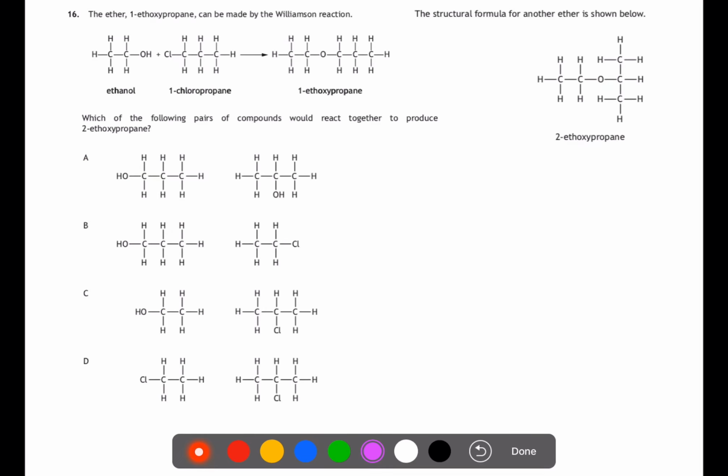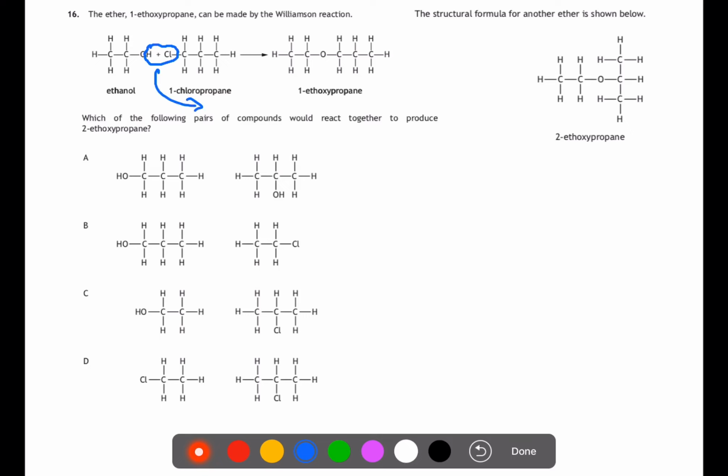Question 16. The ether 1-ethoxypropane, which is this molecule here, can be made by the Williamson reaction. Which of the following pairs of compounds would react together to produce 2-ethoxypropane, which is this molecule here? So if we have a look at this reaction, we have ethanol, which has the OH group, and 1-chloropropane, which has a Cl group, and they are reacting together to form this new compound. If we look closely, we can see that the H and the Cl are being removed, and then the O is joining on to the other carbon.